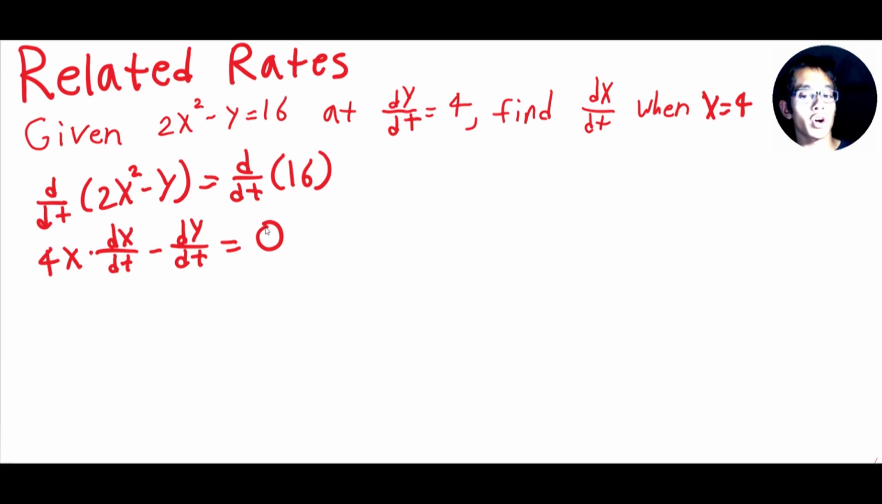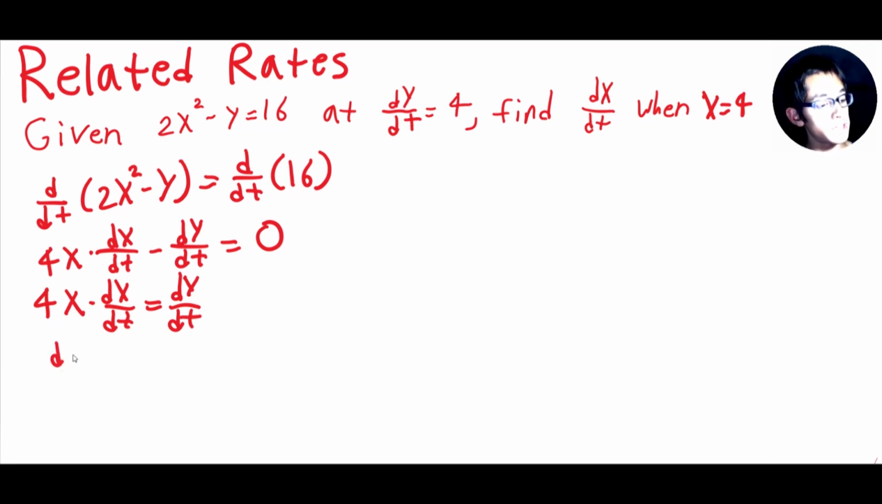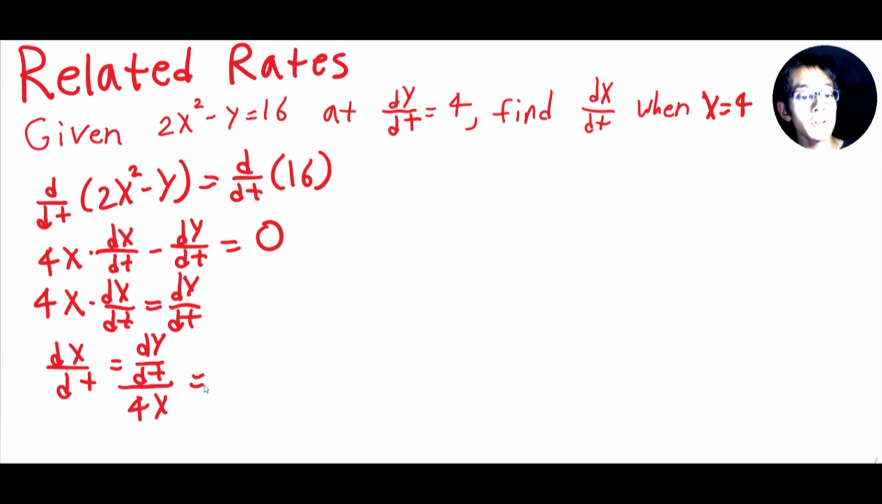We can solve the equation for dx/dt in terms of everything else. So our next step could be 4x times dx/dt is equal to dy/dt. And then our final step would be dx/dt is equal to dy/dt over 4x. And we're given dy/dt, which is 4.